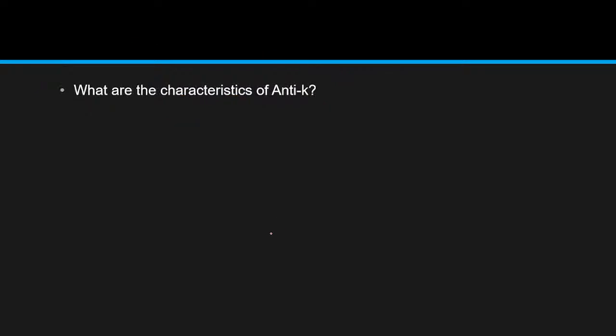All right. So what are the characteristics of anti-k? Well, similar to anti-K, they have similar characteristics. However, they're very uncommon. Okay, so anti-K, small k, or K2, it's very uncommon to encounter this.